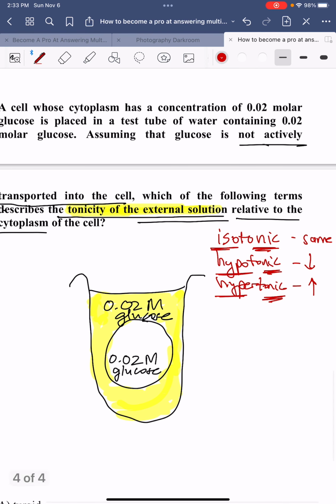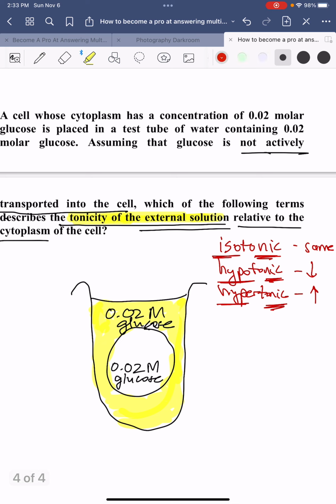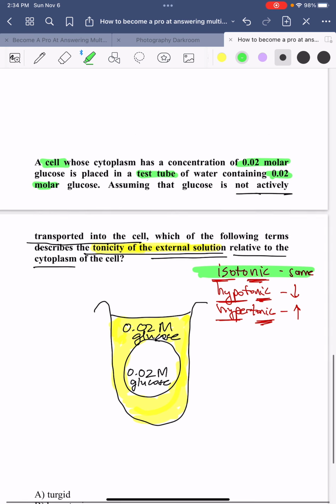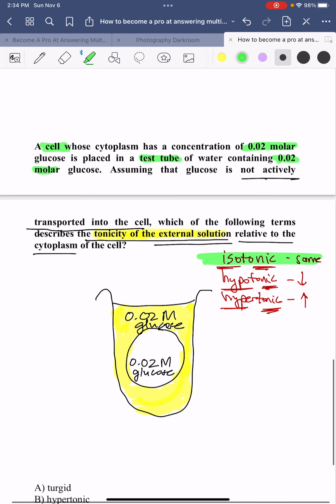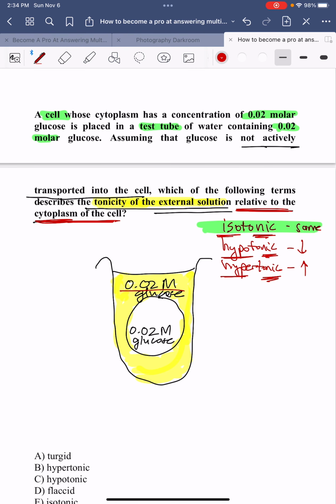Well, you should have seen right from the start that they're giving you exactly the same molar concentrations. There's a cell with 0.02, and then the test tube has also 0.02. So this is an isotonic scenario. Helpful here was that you drew the diagram right from the start and you were looking at what is the question that they're asking me. And now just make sure of one more thing. They're asking you to focus on relative to the cytoplasm of the cell, right? Did I compare the outside solution to what is in the cell? Yes, I did that when I was looking at these two molar concentrations.